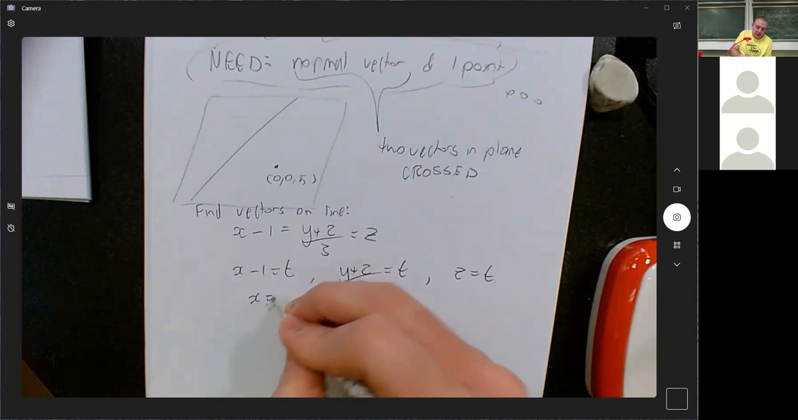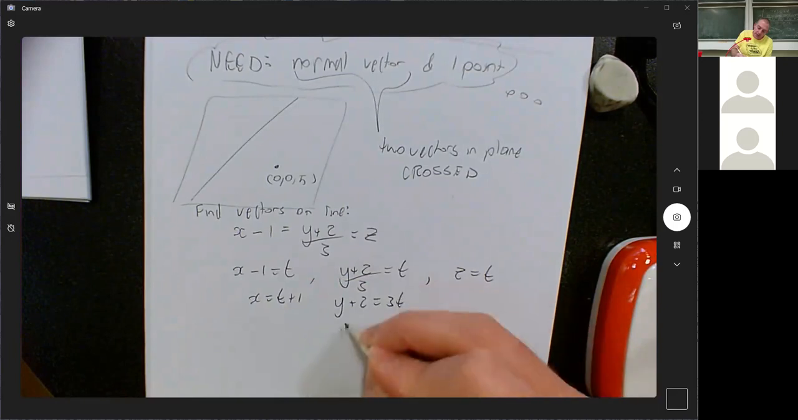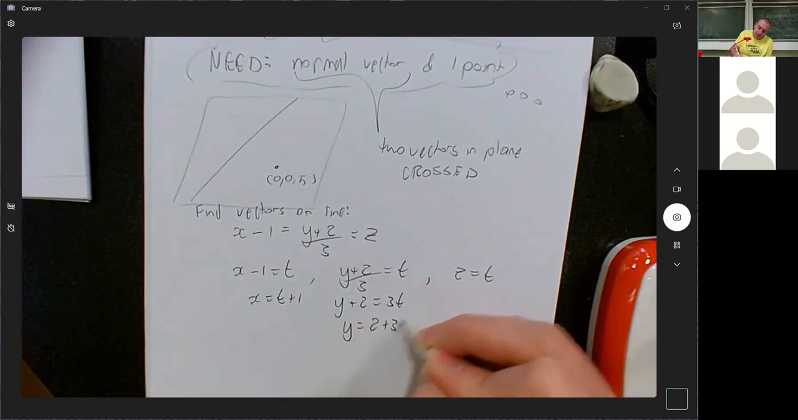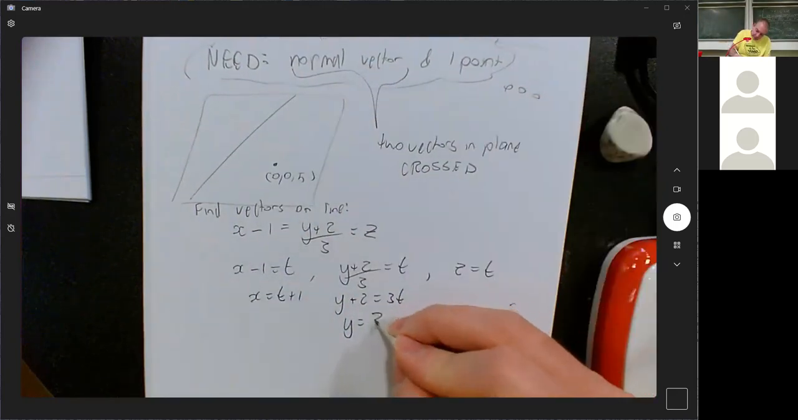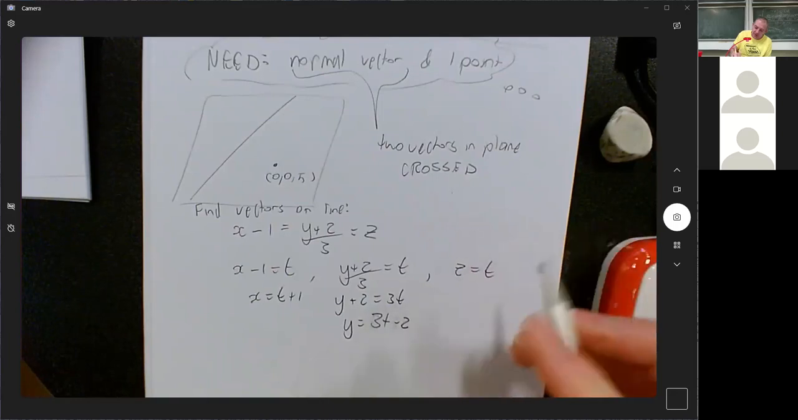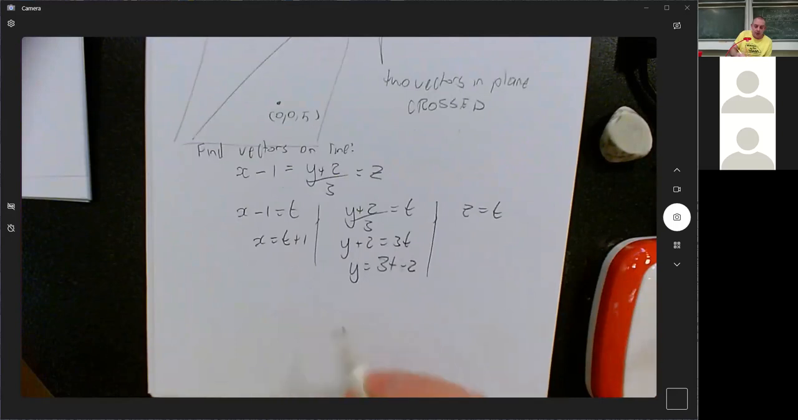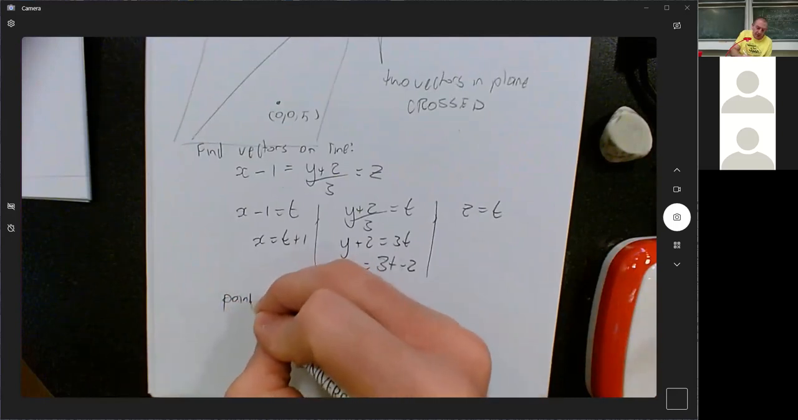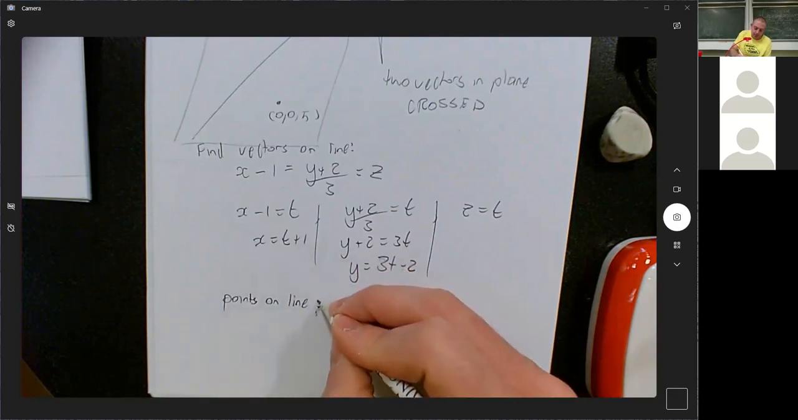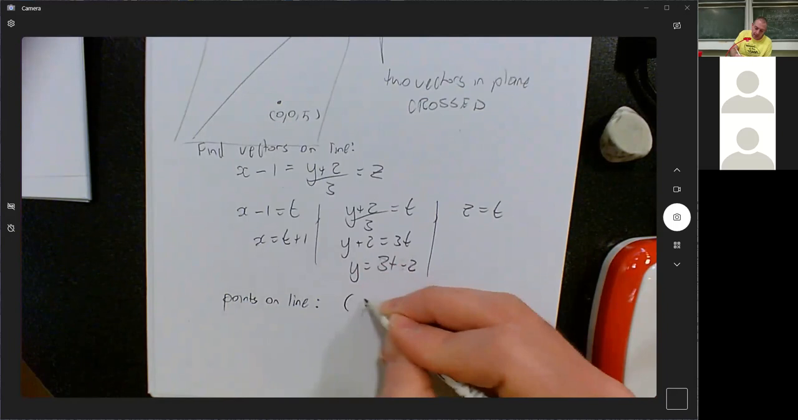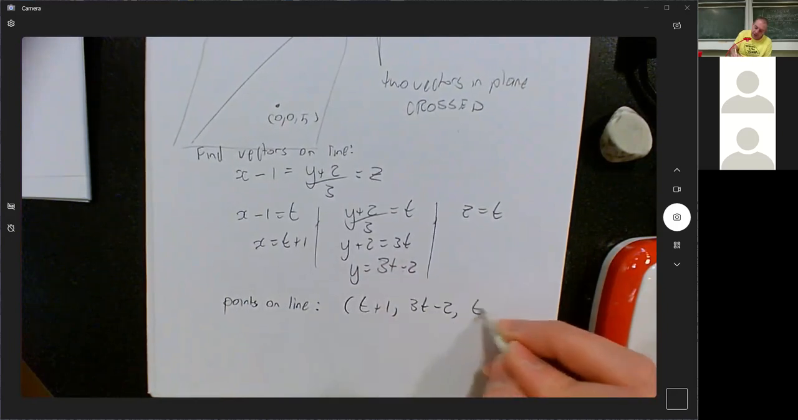And so this is telling me that x is t plus 1, and y plus 2 is 3t, and so y is... No, sorry, 3t minus 2. What am I doing? And this is still z equals t. And so the points on the line are t plus 1 for x, and 3t minus 2 for y, and t for z.